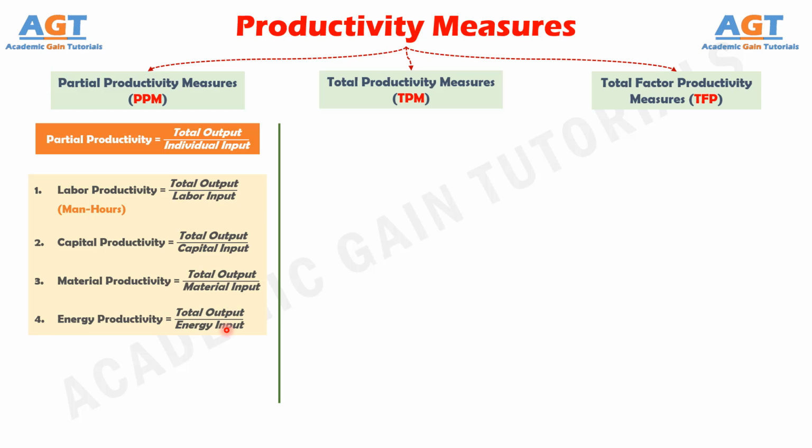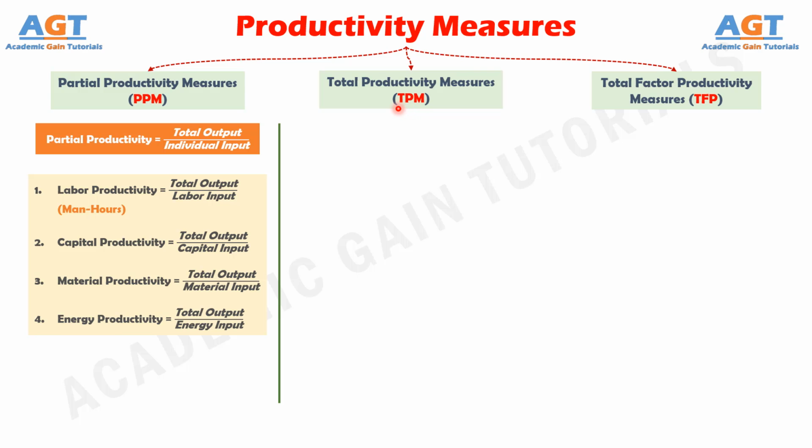One of the major disadvantages of partial productivity measures is that there is an overemphasis on one input factor to the extent that other inputs are underestimated or even ignored. This cannot represent the overall productivity of the firm. The total productivity measure is based on all the inputs.